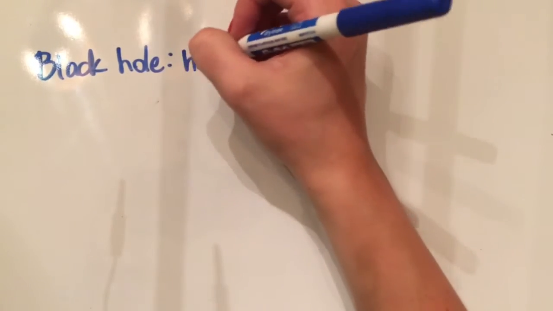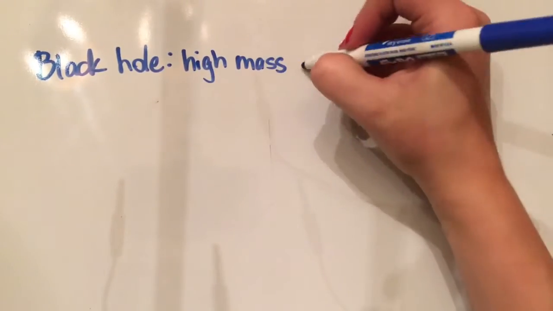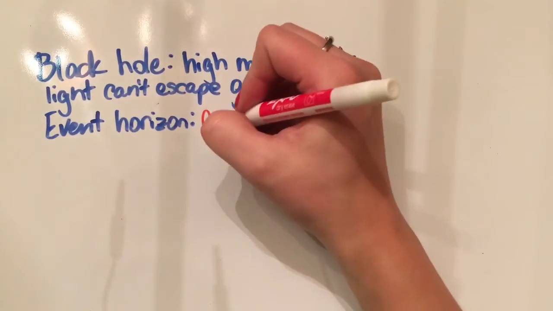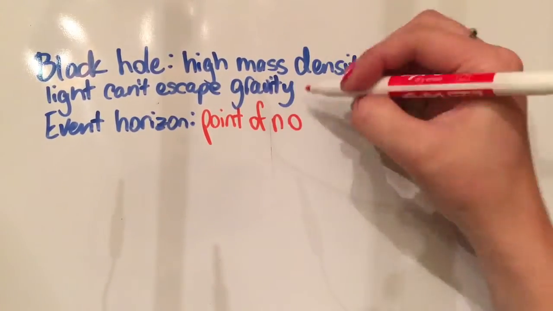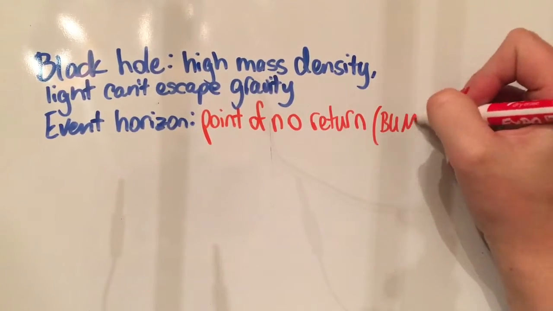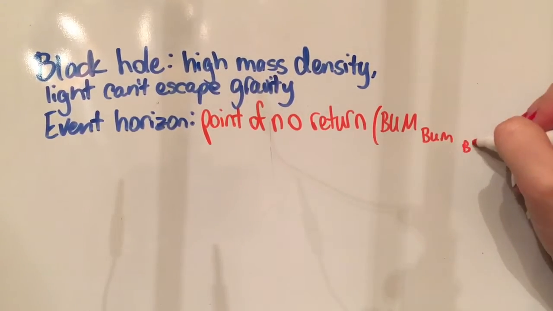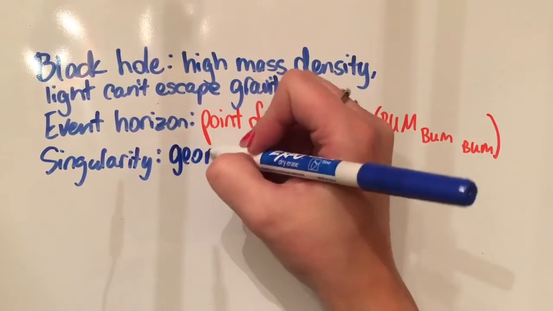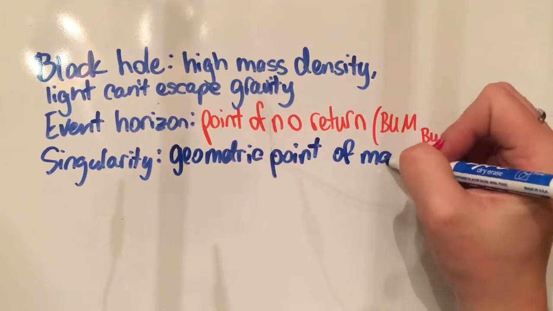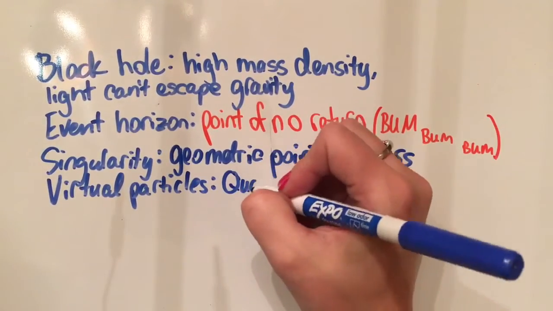A black hole is a point in space where there is such a high mass density, nothing, not even light, can escape its gravitational pull. The event horizon is a sort of point of no return for a black hole, the point where no light can escape. This is where the black hole starts to look, well, black. At the center of every black hole, there is a singularity, which is essentially a geometric point where all of the mass of the black hole is condensed.